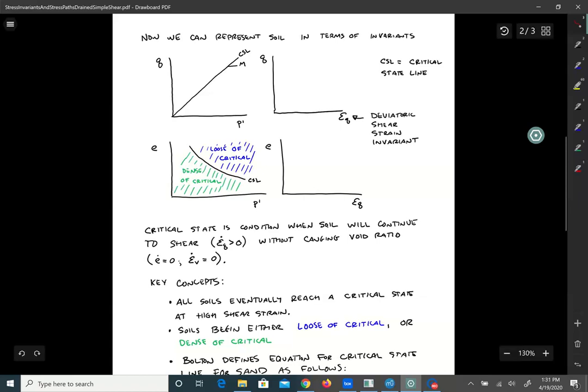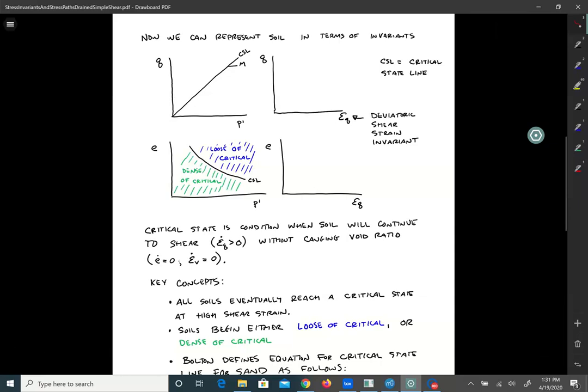Then on the upper right, we can plot deviatoric stress versus deviatoric strain. Now, I'm not presenting how to handle strains here. I told you how to get Q, but there's also a similar procedure where you take the Cauchy strain tensor and you can get a deviatoric shear strain invariant. That's not the shear strain in any particular direction, but overall for this tensor, how much shear strain has happened. And that's what we're plotting there, epsilon Q.